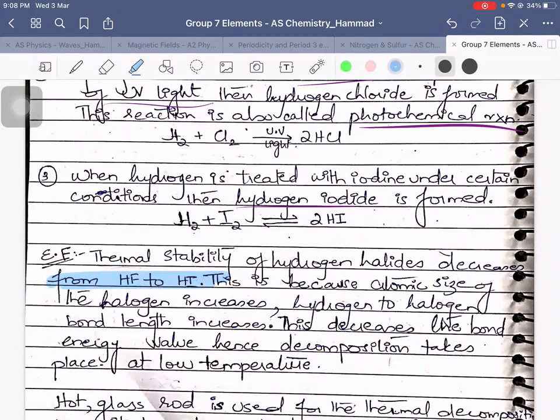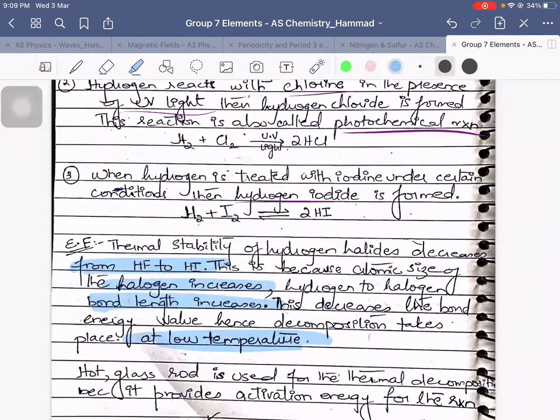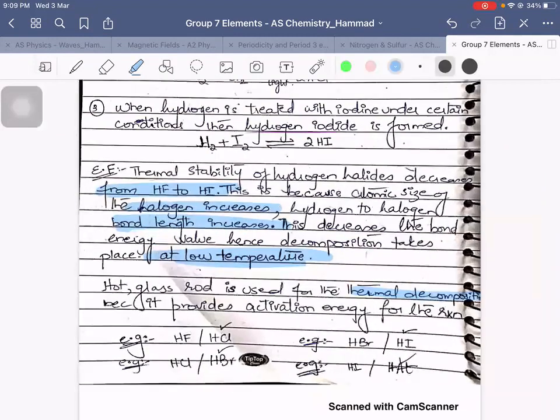This is because atomic size of the halogen increases, hydrogen to halogen bond length increases, and when bond length increases, the bond gets weaker. This decreases the bond energy value, and hence decomposition takes place at a low temperature. Hot glass rod is used for the thermal decomposition because it provides activation energy for the reaction.